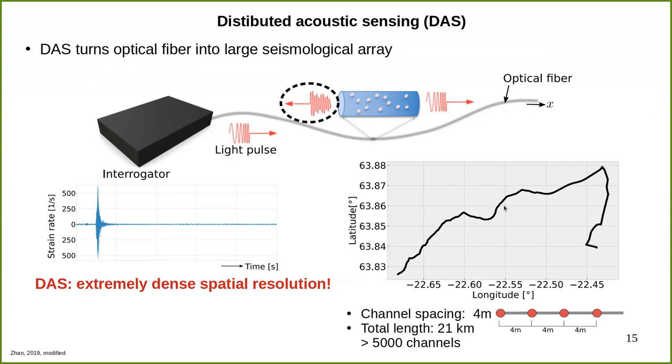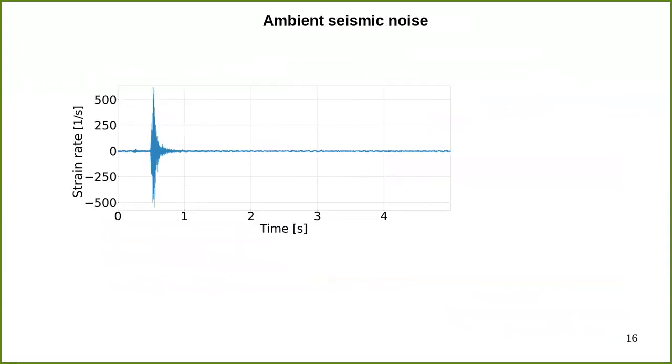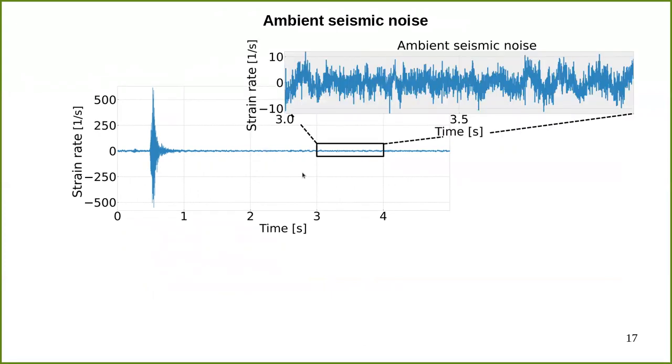In order to infer velocity variations, we analyze the ambient seismic noise. So this time series here is clearly dominated by the earthquake signal at the beginning. And the earthquake occurs at a very specific point in time. However, it also shows continuously recorded faint background oscillations, and it's exactly that what we call the ambient seismic noise.